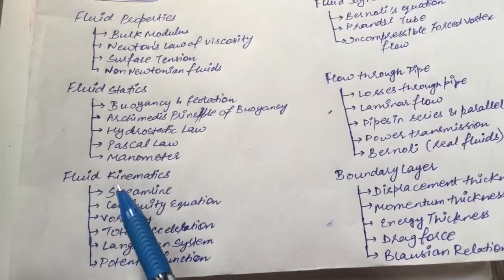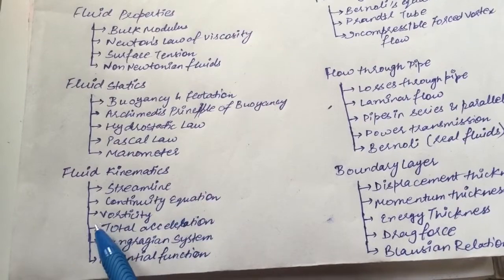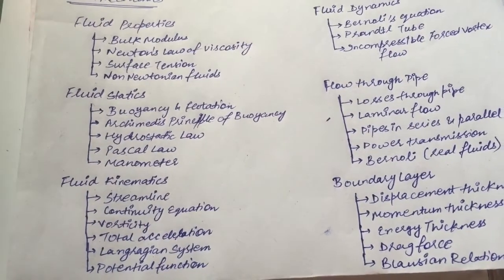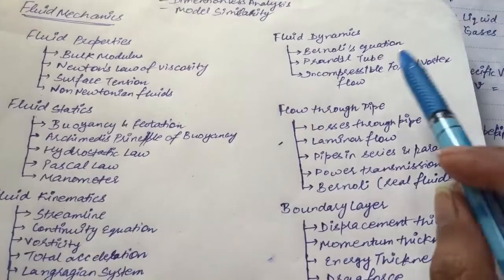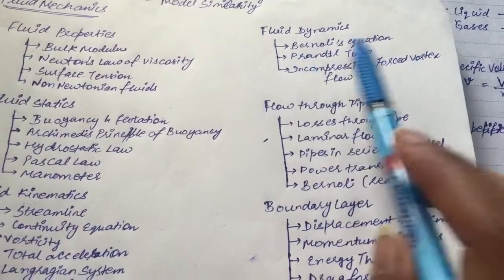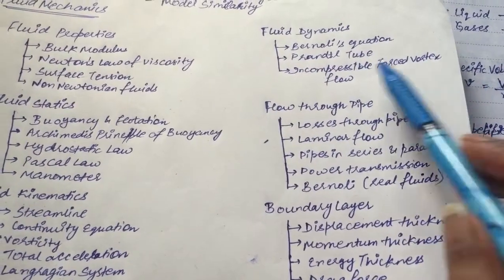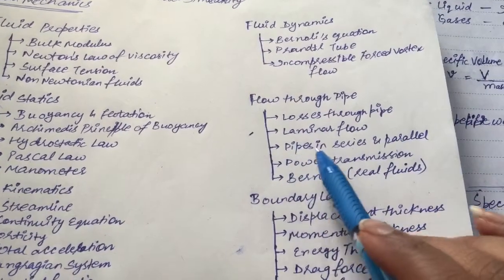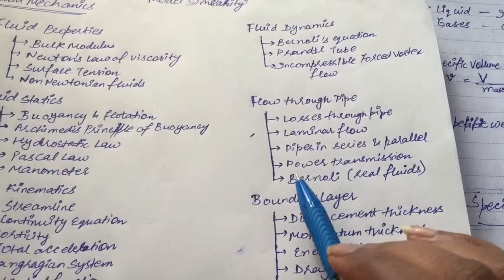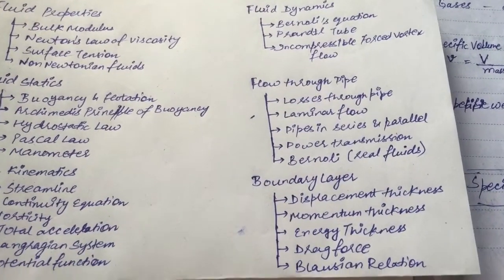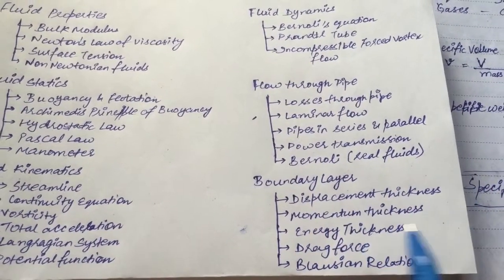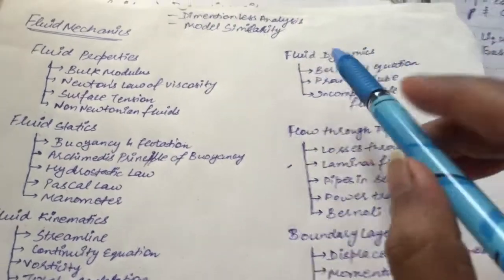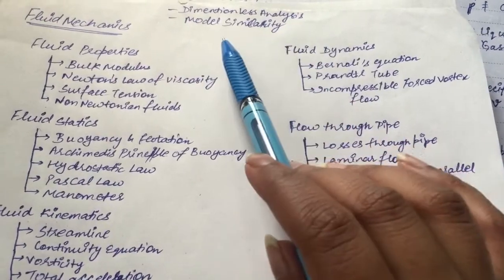In kinematics, we have streamline flow, continuity equation, vorticity, total acceleration, Lagrangian system, potential function. In dynamics, we have Bernoulli's equation, Prandtl tube, incompressible forced vortex flow. In flow through pipe, we have losses through pipe, laminar flow, pipes in series and parallel, power transmission, Bernoulli equation for real fluids. In boundary layer, we have displacement thickness, momentum thickness, energy thickness, drag force, and Blasius relation. And then we have dimensionless analysis and model similarity.